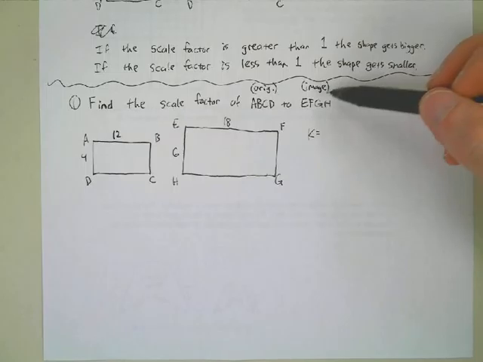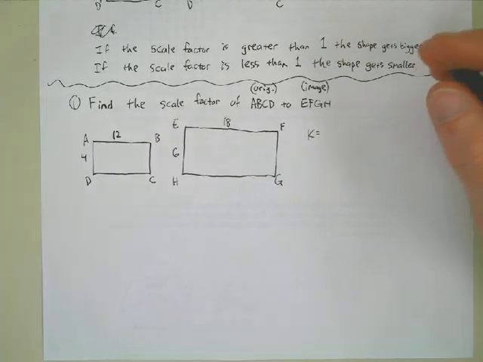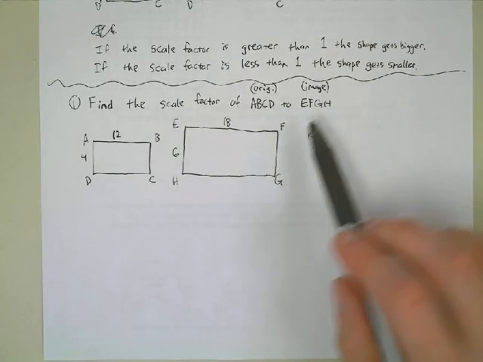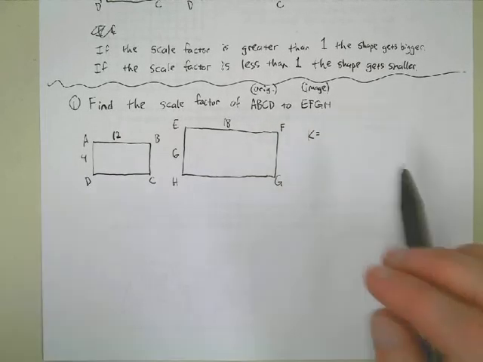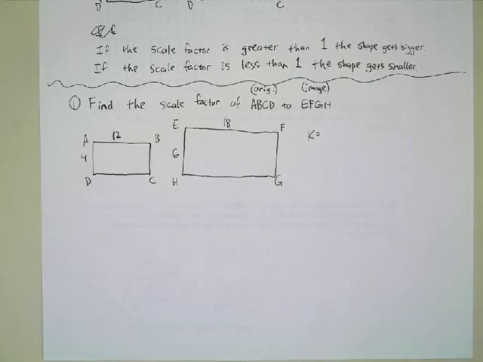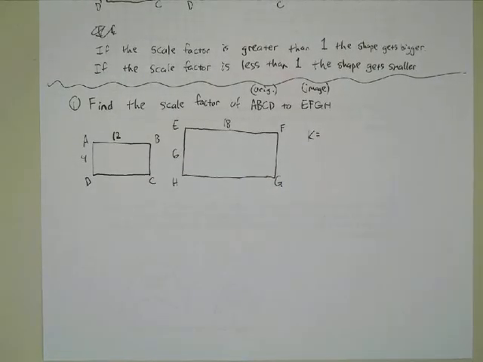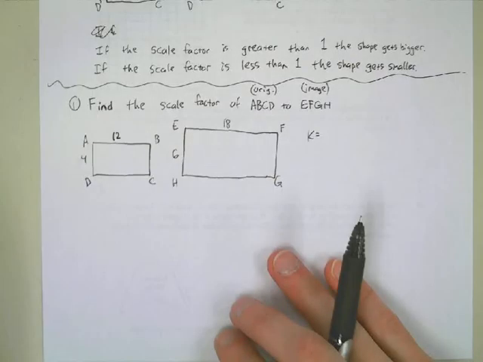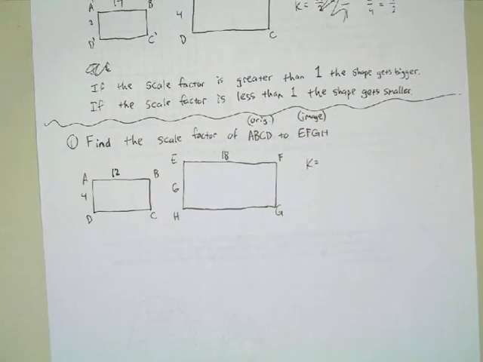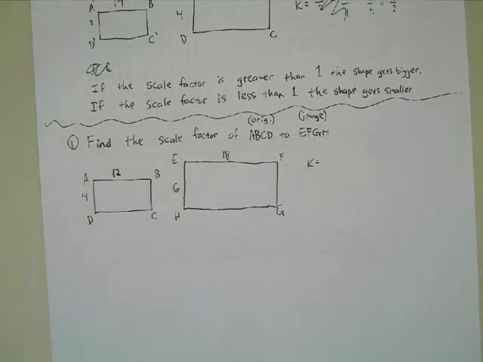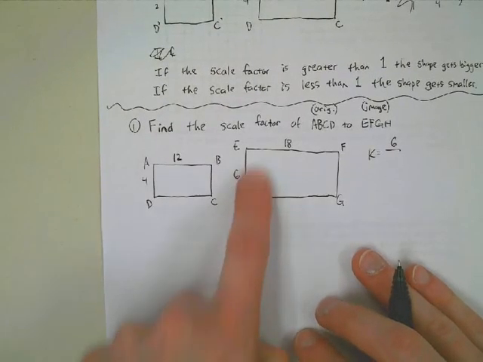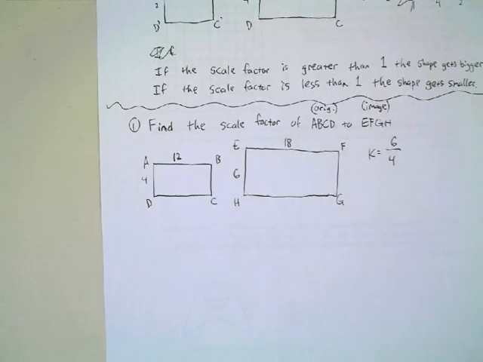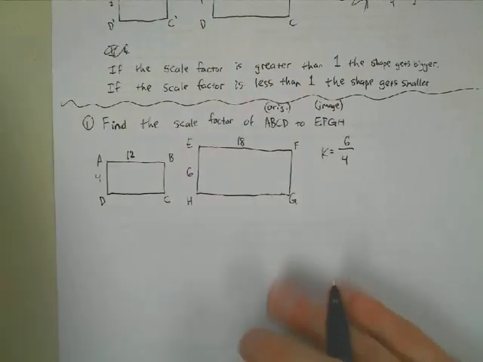Anywho, so remember, scale factor is image over original. We just established that ABCD was the original, EFGH is the image. So give me a measurement from the image. Just pick one. 6. And we'll put that over what's corresponding to the 6 here. 4. Yep, there it is. So image over original, and that simplifies to 3/2.